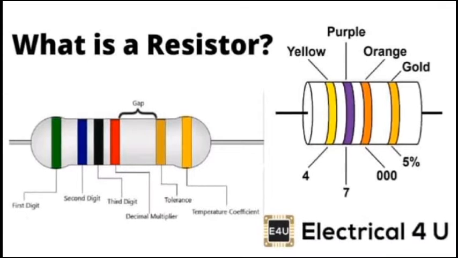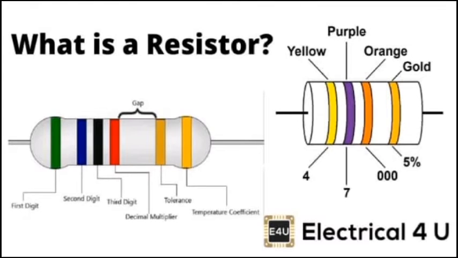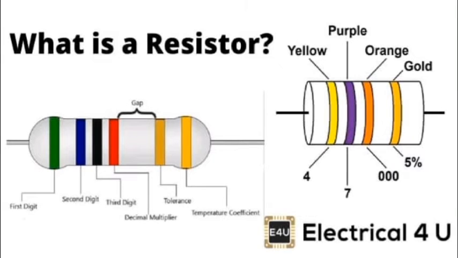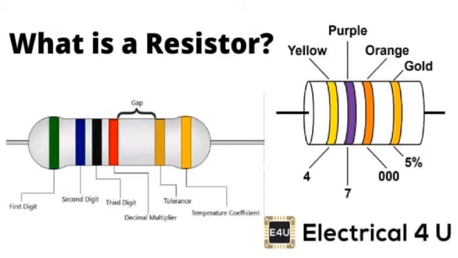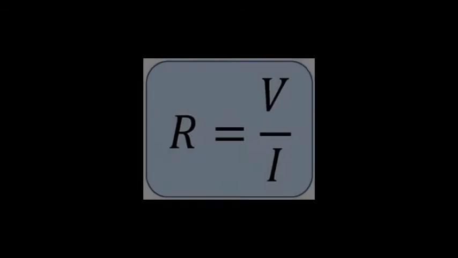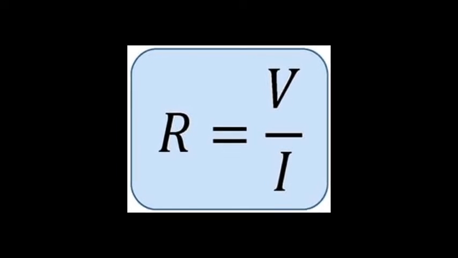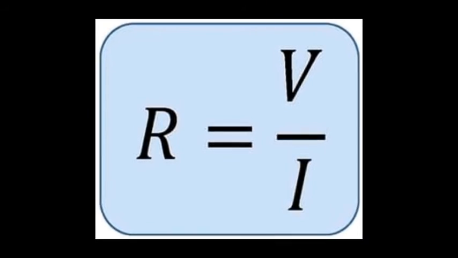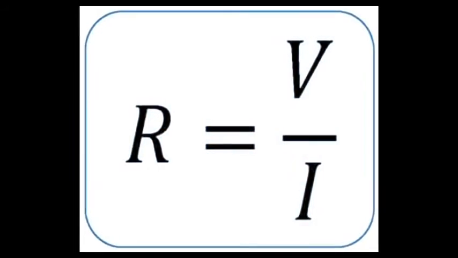A resistor can be classified as a fixed resistor, in which the value of resistance offered is fixed, and a variable resistor, which offers adjustable resistance when connected to any circuit. The formula to calculate resistance is resistance equals voltage divided by current.